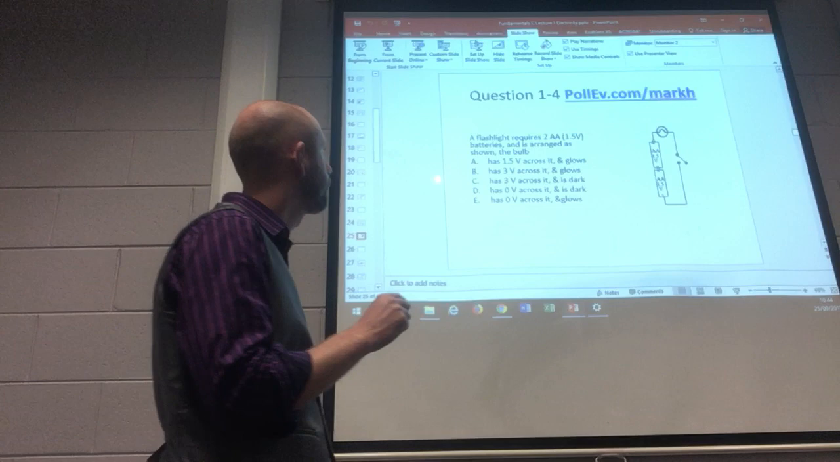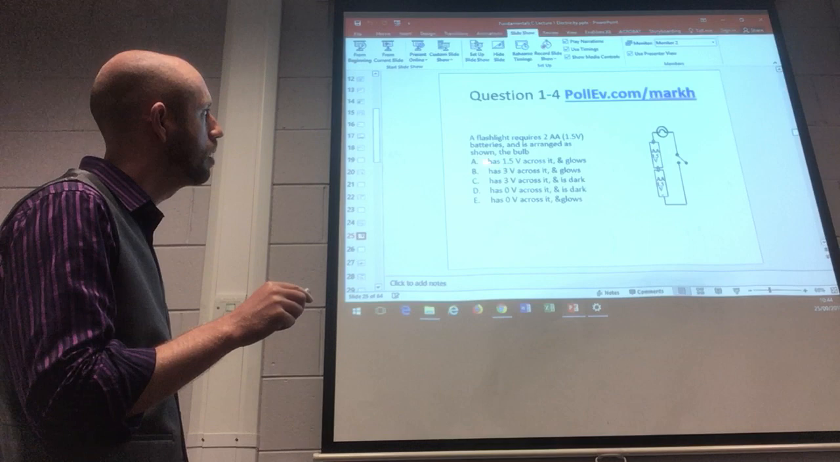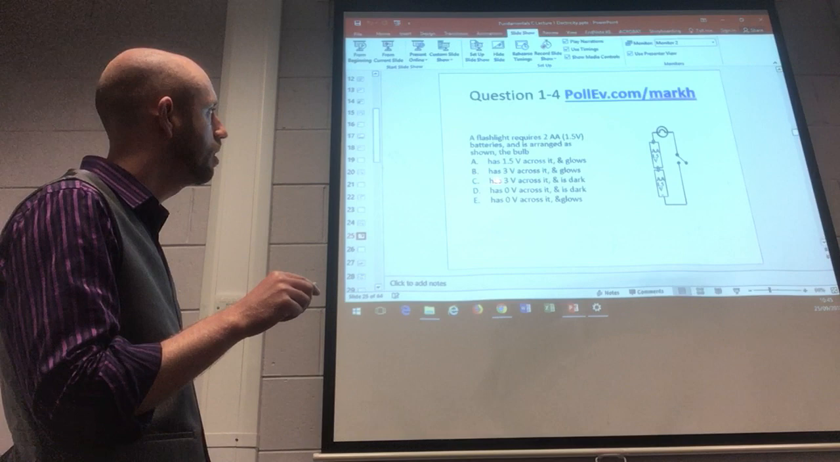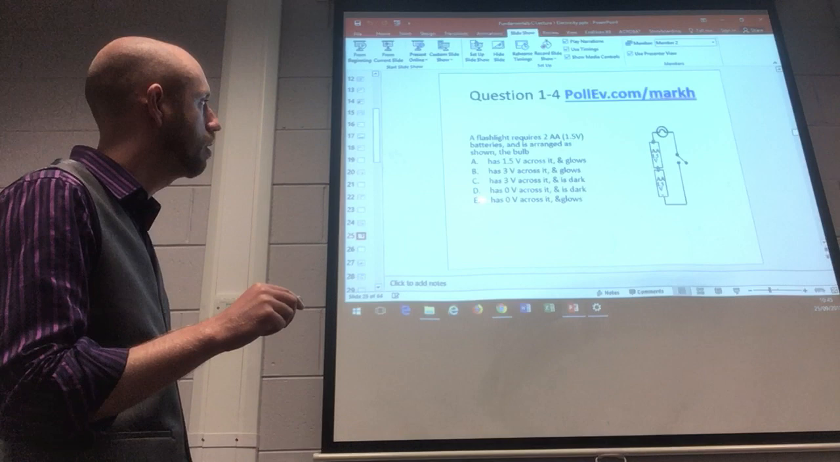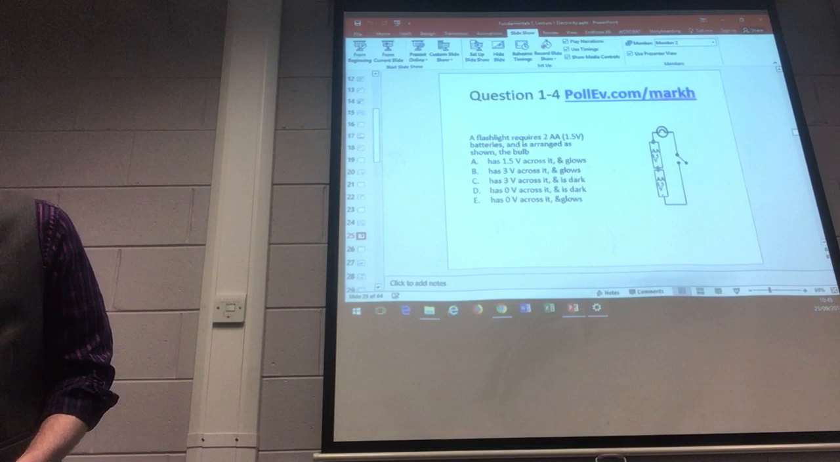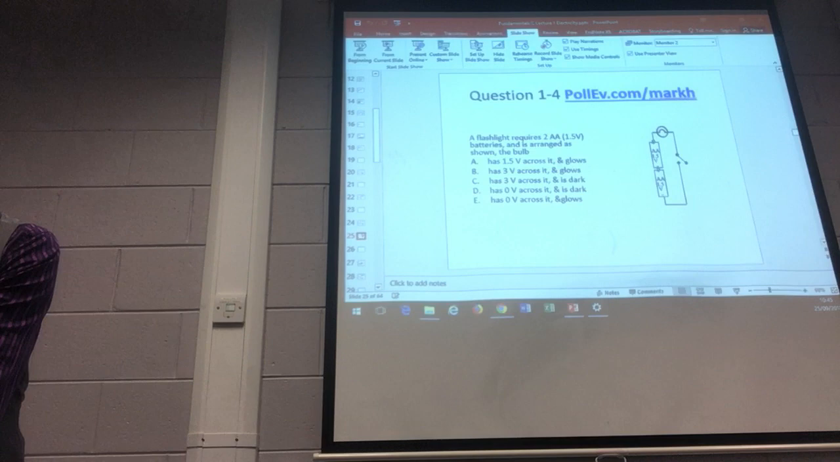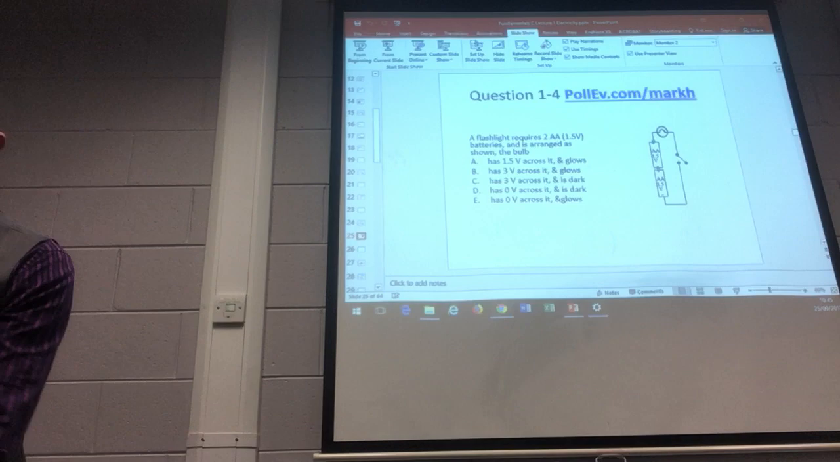So the bulb here has A 1.5 volts across it and glows, B 3 volts across it and glows, C 3 volts across it and is dark, D 0 volts across it and is dark, or E 0 volts across it and glows. So just activate the next question. Okay, so you should be able to choose an answer to that.